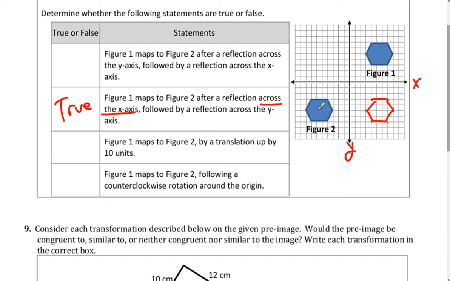Okay. Now, let's do the first one for real this time because I messed up the first time. If you reflect across the y-axis first and then the x-axis, so across the y-axis would be here, here, here, here, here, here.